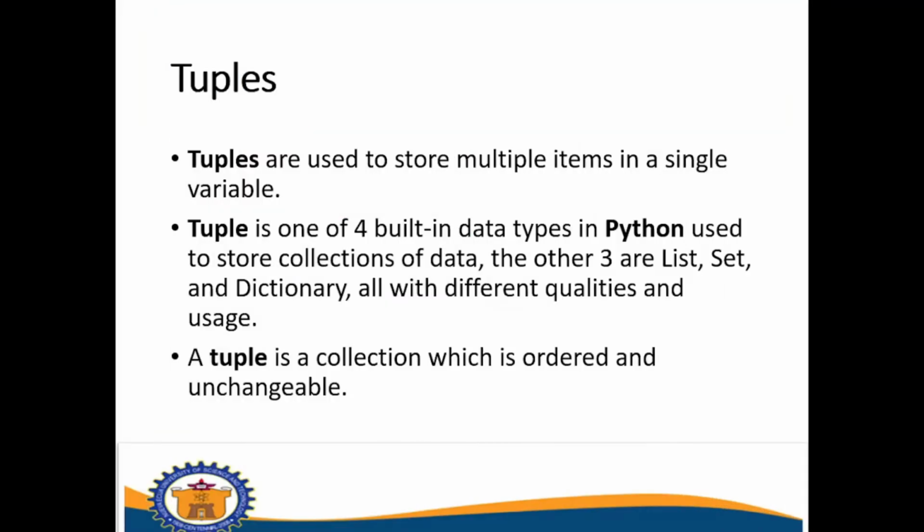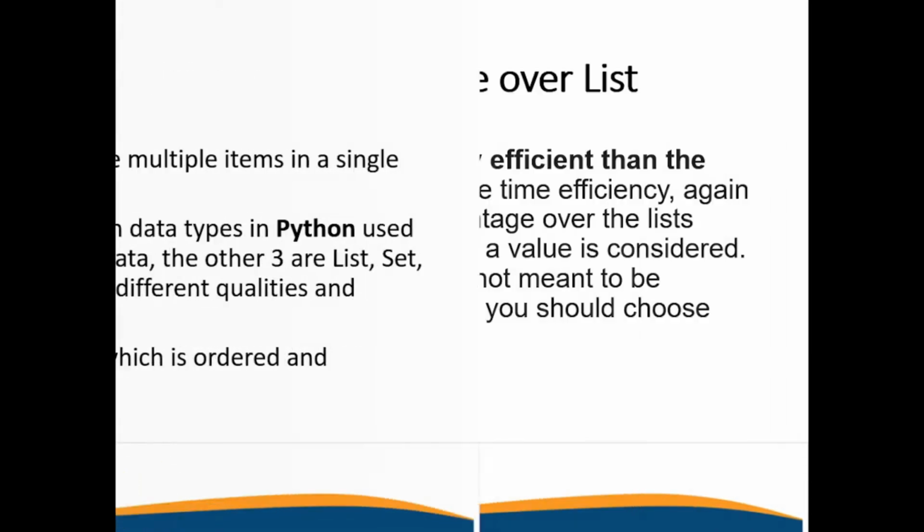So tuples are used to store multiple items in a single variable. Tuple is one of the 4 built-in data types in Python used to store collections of data. The other 3 are the list, set, and dictionary, which we will also discuss, all with different qualities and usage. Now, a tuple is a collection which is ordered and unchangeable.